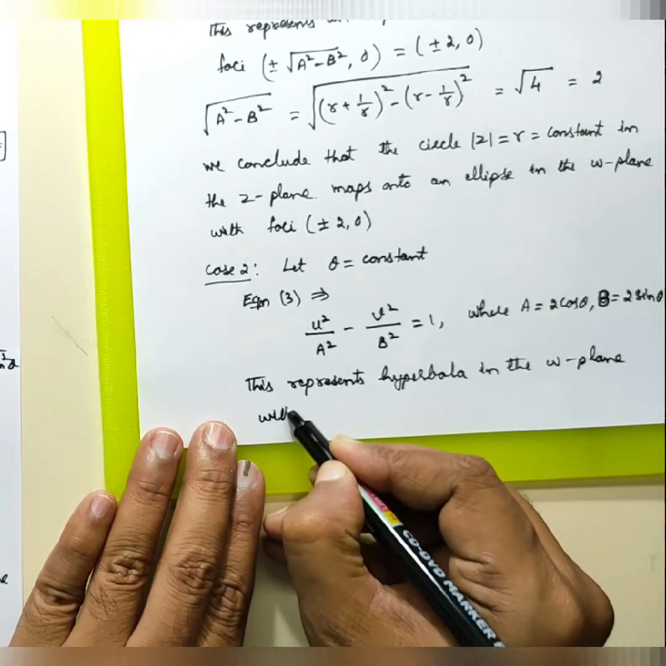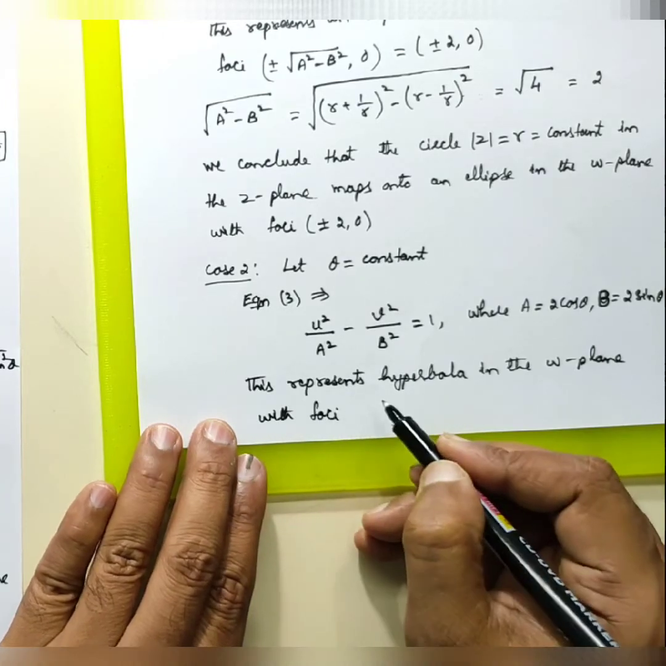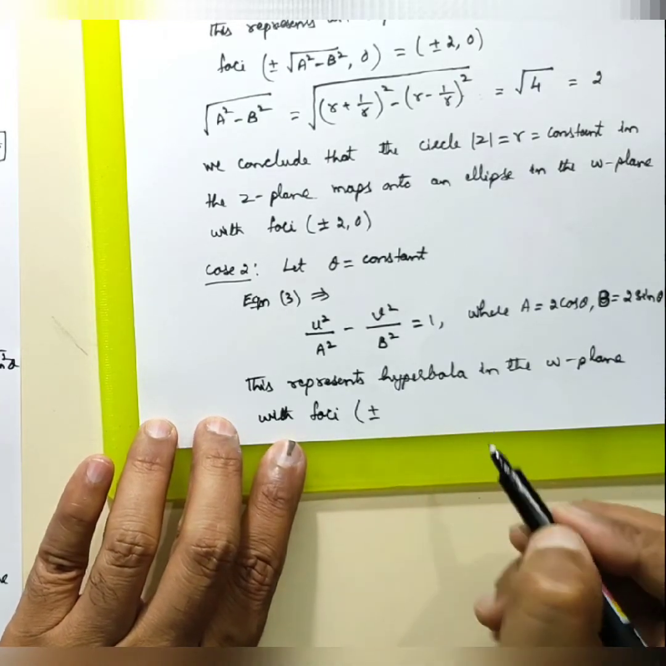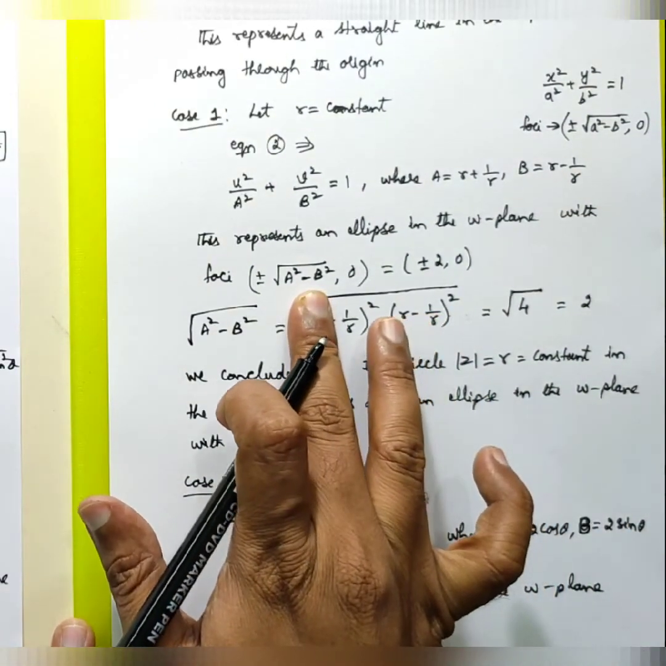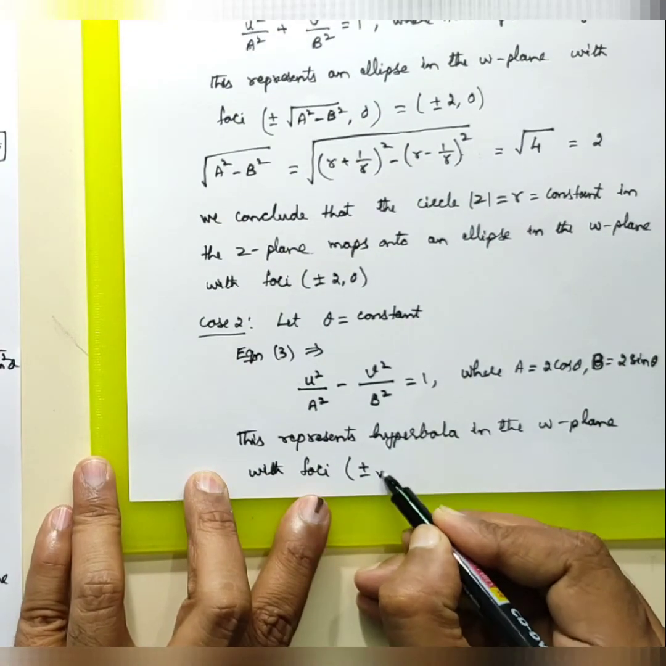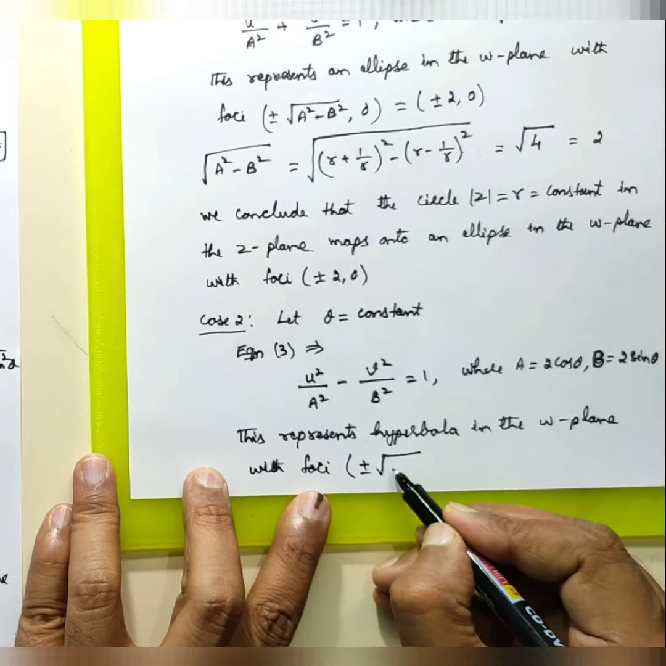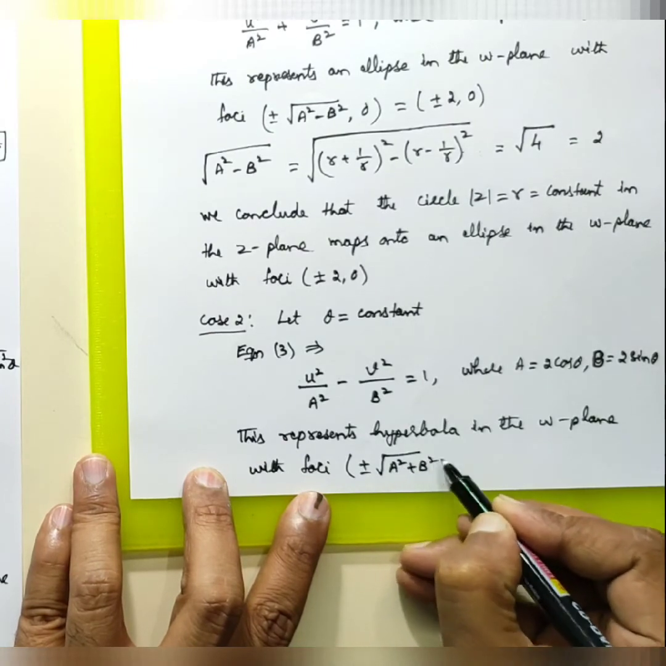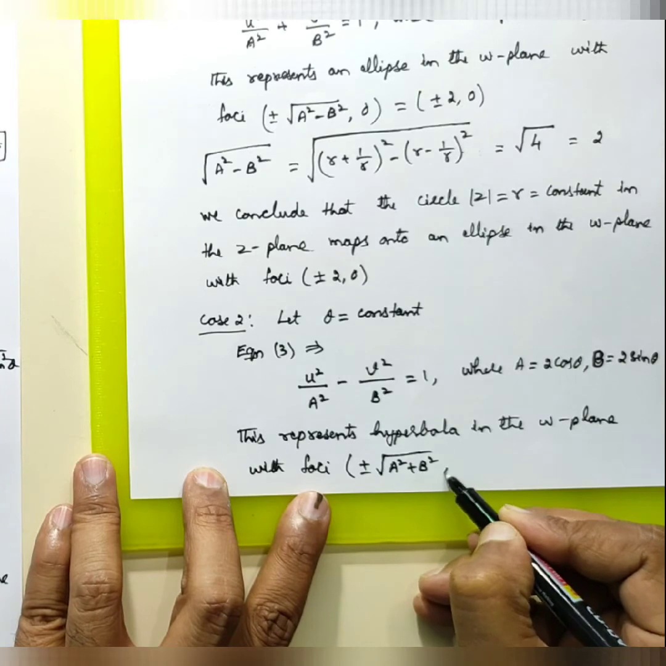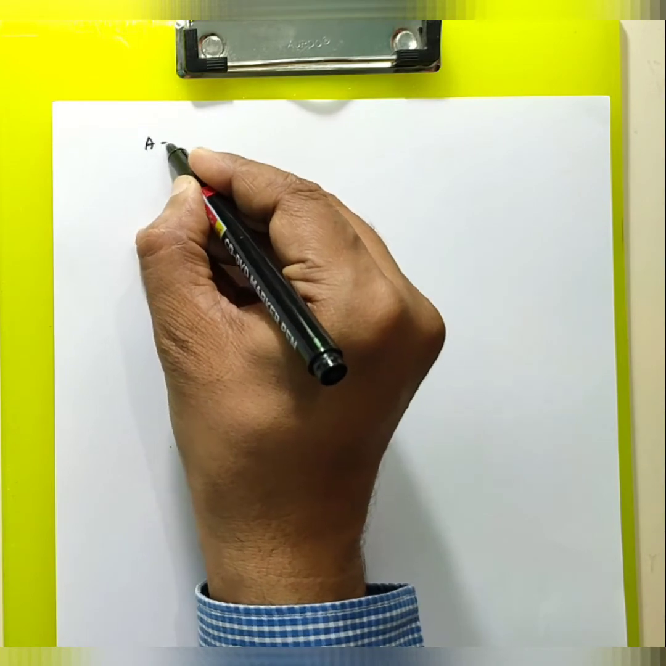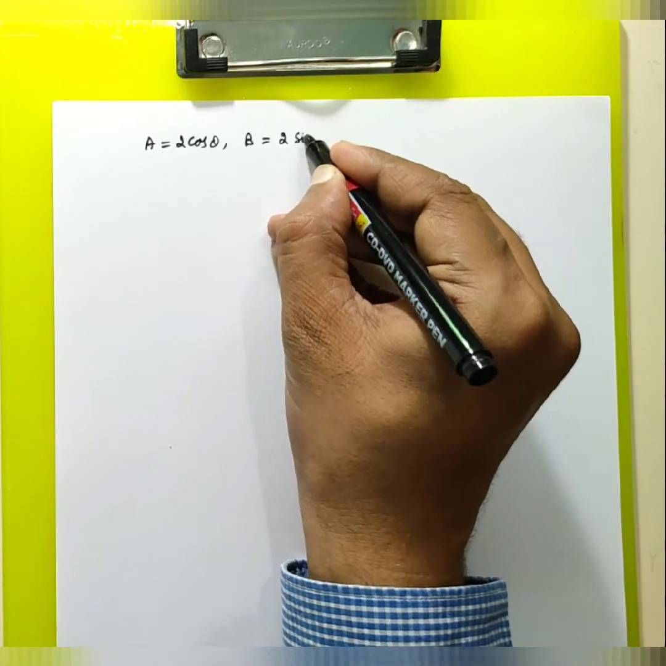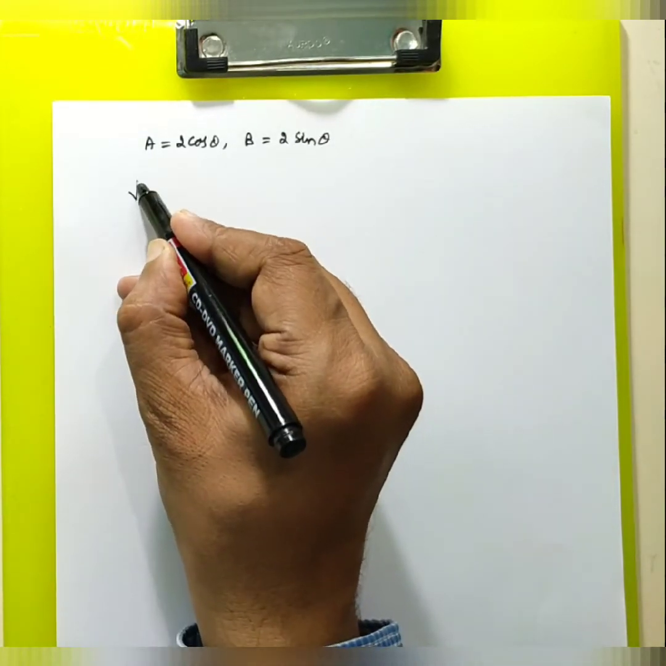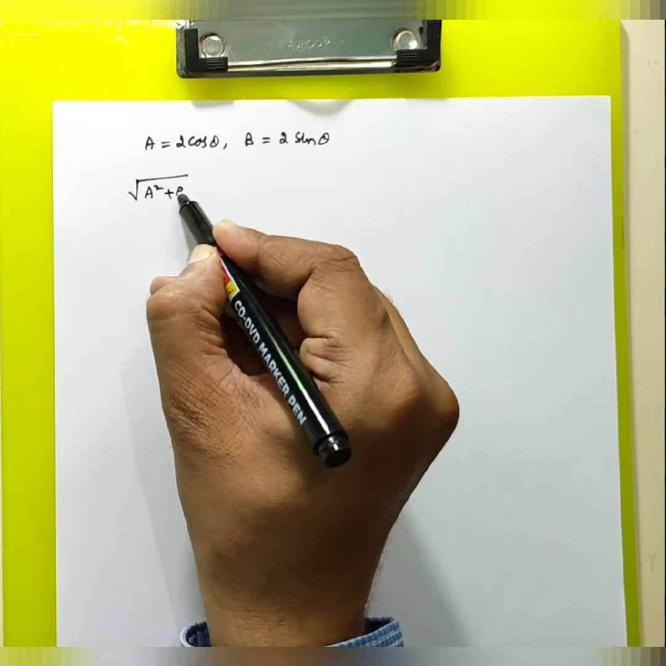So what will be the foci? The formula for foci in the ellipse is square root of a square minus b square; for the hyperbola the foci will be square root of a square plus b square comma 0. So in this case, you know the value of a to be equal to 2 times cos theta. The b value in this case is 2 times sin theta. So what you have to calculate is the square root of a square plus b square.